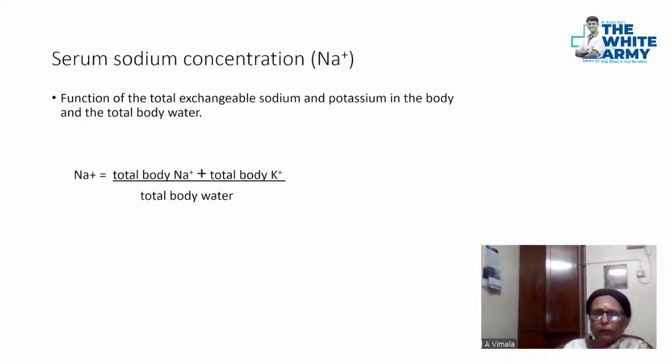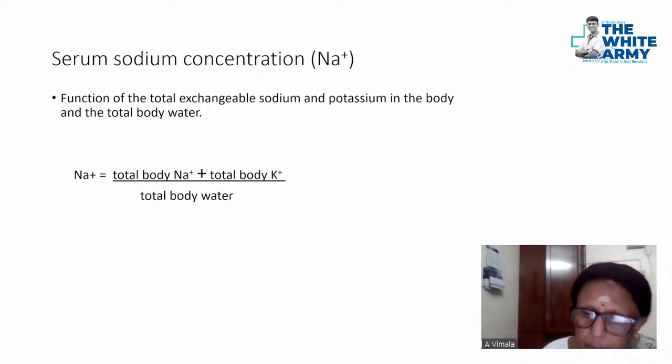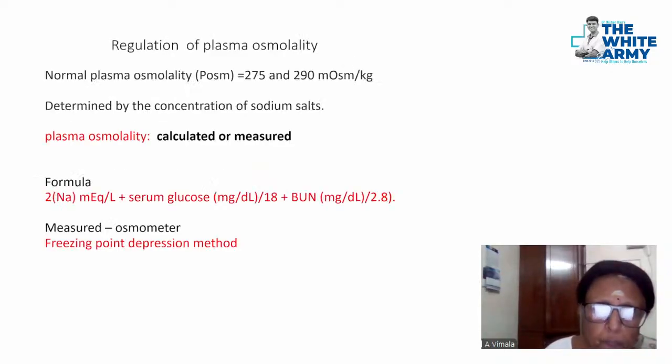What is serum sodium concentration? It is the function of total exchangeable sodium and potassium in relation to water. So sodium is equal to total body sodium plus total body potassium divided by total body water. That is what gives rise to the sodium in the plasma or serum.